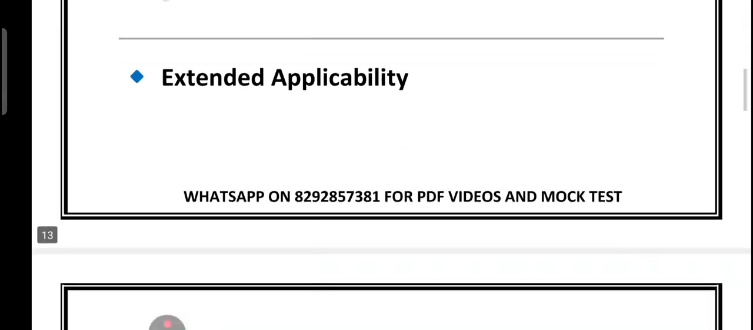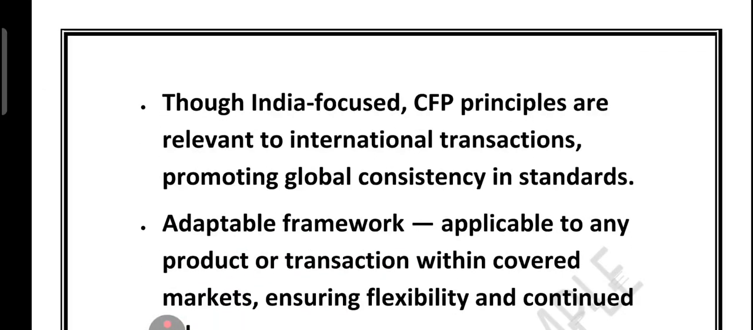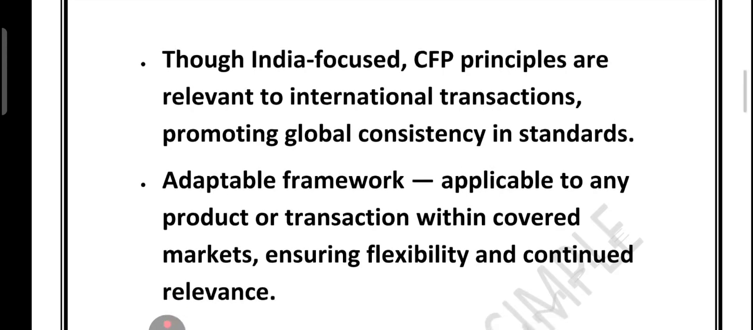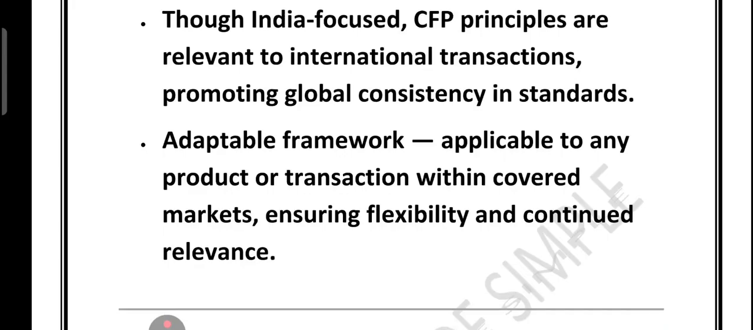Now let's talk about the extended applicability. Even though this framework is designed in India, its core principles are universal. They can easily be applied to international transactions as well. This promotes a sense of global consistency, ensuring that Indian institutions align with international best practices.